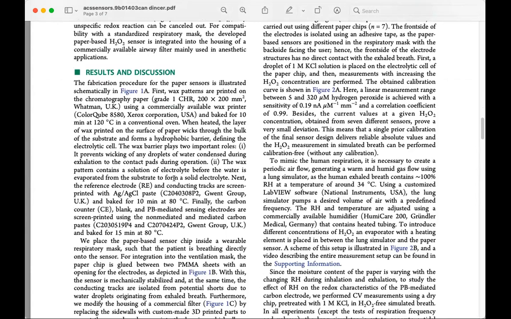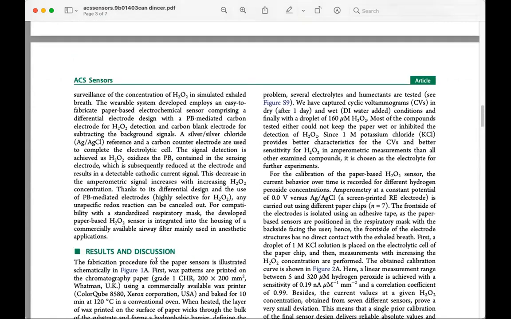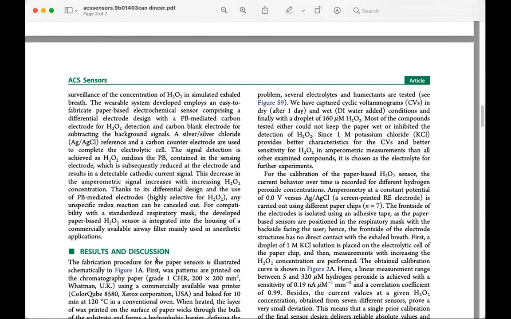The methods are also embedded here. You can see, "We place the paper-based sensor chip inside the wearable." So it can be difficult if you have to do this. The method section is embedded in the results and discussion and the introduction as well.